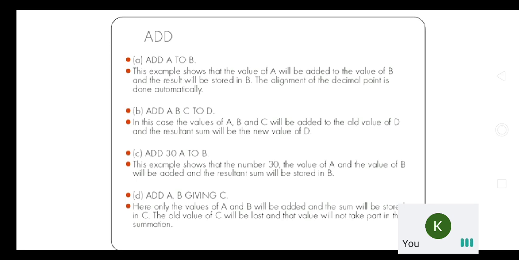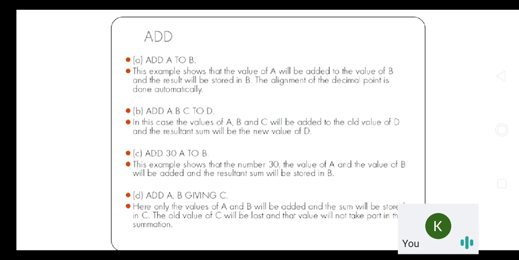Okay, and then the last example: add A comma B giving C. So this is going to be the last example. Here we are going to add the values of A and B, and then store the sum in C. So here we are not going to consider the value of C for summation purposes.